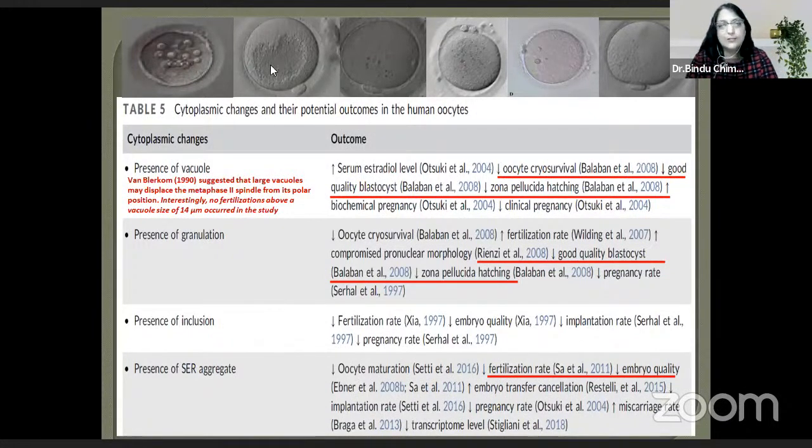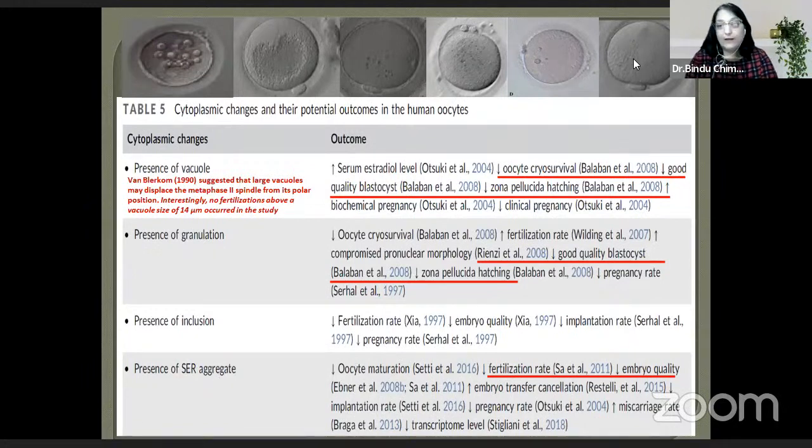The reorganization of cytoplasmic organelles has not taken place, and that extrapolates to the calcium ions. The movement of calcium ions across the membrane is not taking place properly, and this may hamper the fertilization potential, or it may affect the blastocyst formation rate as well. So the presence of a high degree of granulation is not a good factor for fertilization rate as well as embryo quality. Apart from that, the presence of inclusions, that is, minor and major inclusions in the oocyte, hamper the fertilization rate, embryo quality and implantation rate.